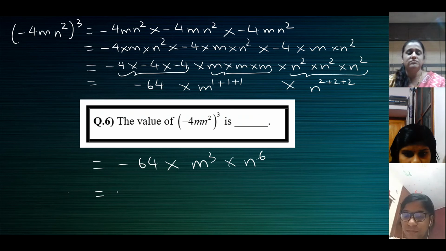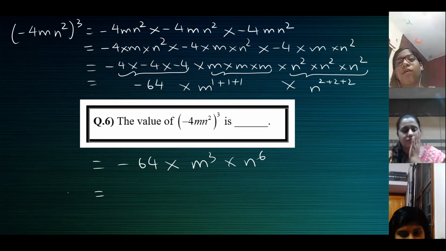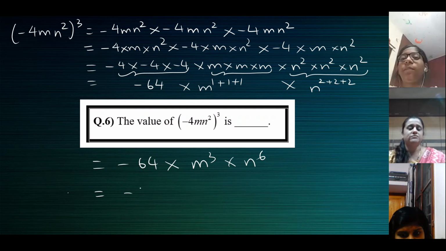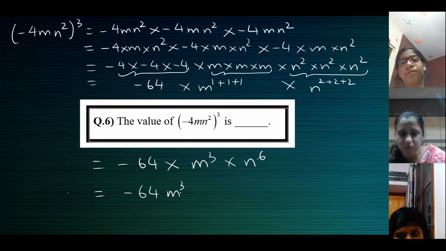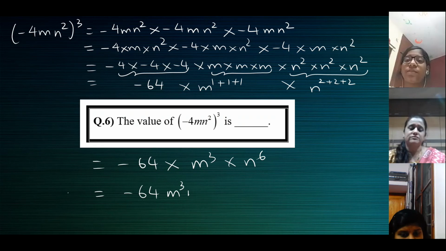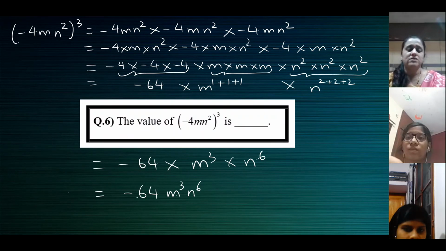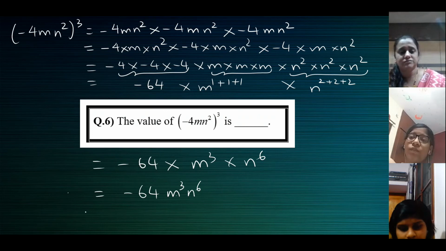Next step, Swati. Ma'am, as a whole, we write it as minus 64 m cubed n raised to the power 6. The power 6 is only for n. The power 3 is only for m. Minus 64. Understand? Yes, ma'am. All right.